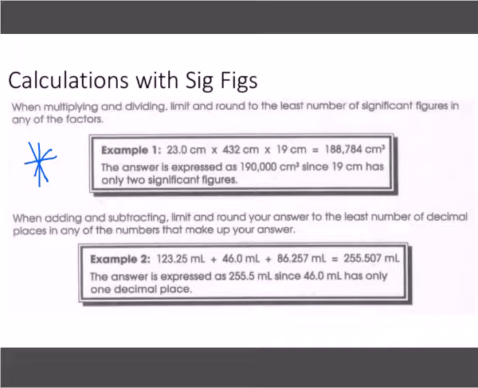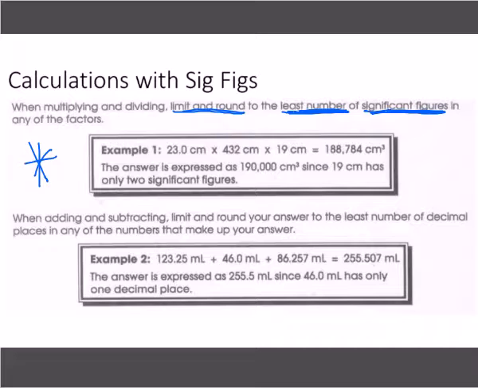We have two different rules. One deals with multiplication and division. The other deals with adding and subtracting. We're going to talk about multiplication and division first because probably 98% of the time, this is the rule you're going to follow. That rule states, when you multiply or divide, you limit and round to the least number of total significant figures in a number, so the least number of sig figs in any of the factors that you multiplied or divided with. Adding and subtracting will not be the same, so we're going to come back to that one in a minute.